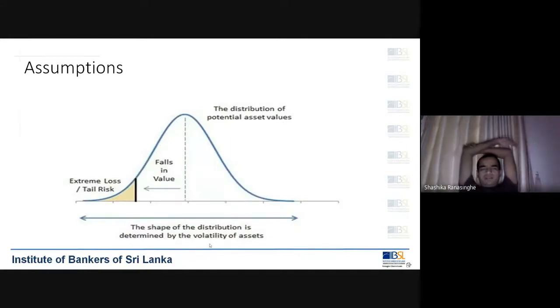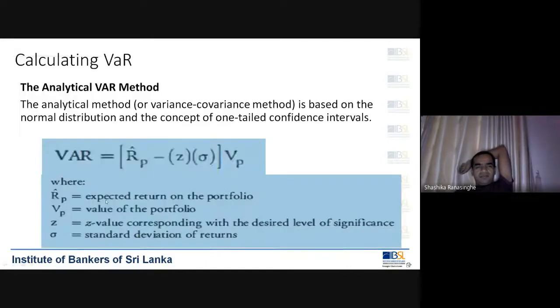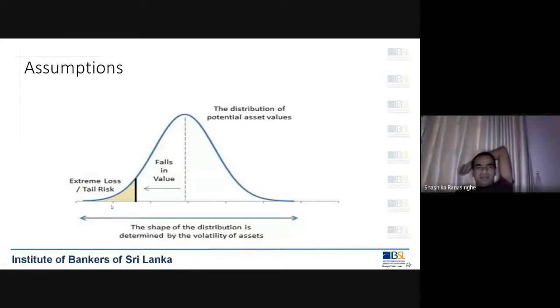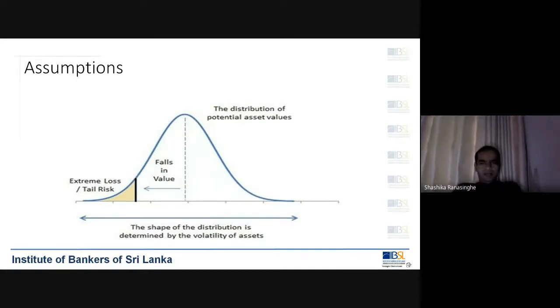Remember this graph? As you keep reducing the probability, what happens to the loss? Will it increase or reduce? It will increase. Yeah. So at 1% probability, the value at risk will be more than 1.37%. Right. So remember, when you increase the probability, the value at risk will reduce, and when you reduce the probability, the value at risk will increase. So there is an inverse relationship between the two. That's the easiest way to remember it.